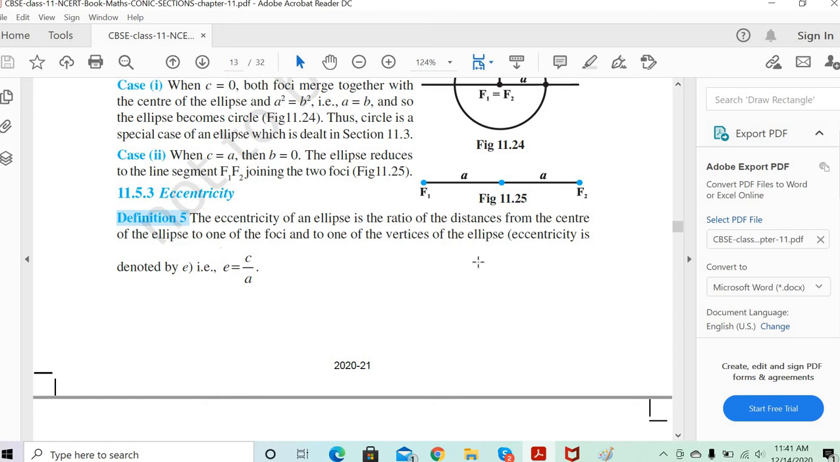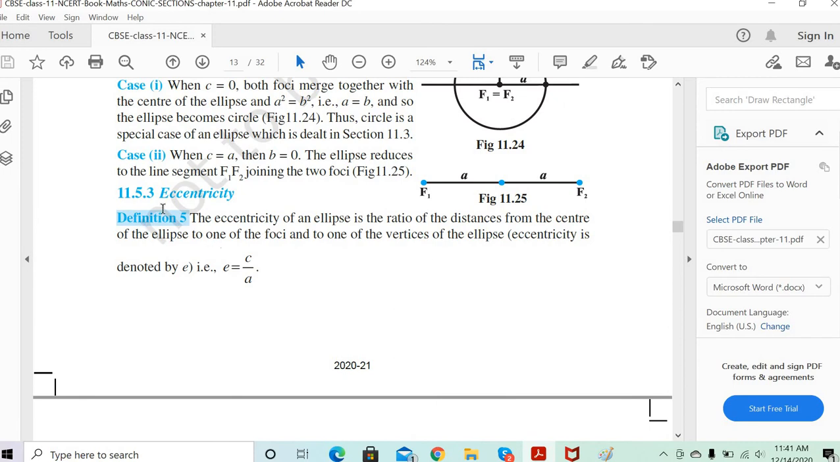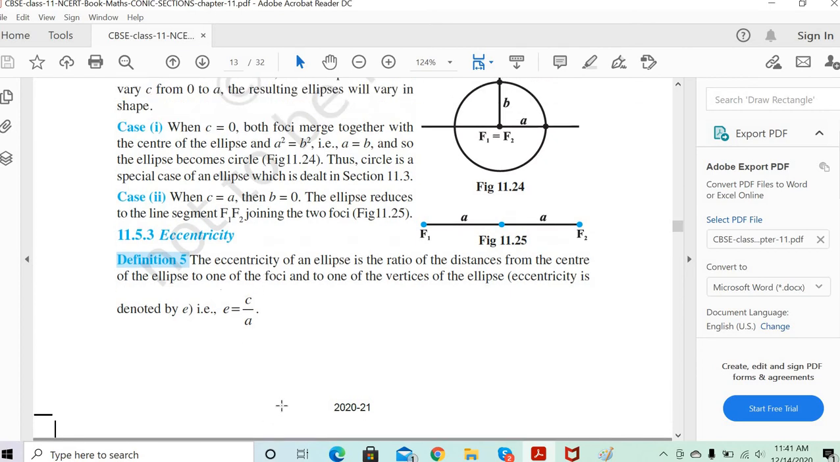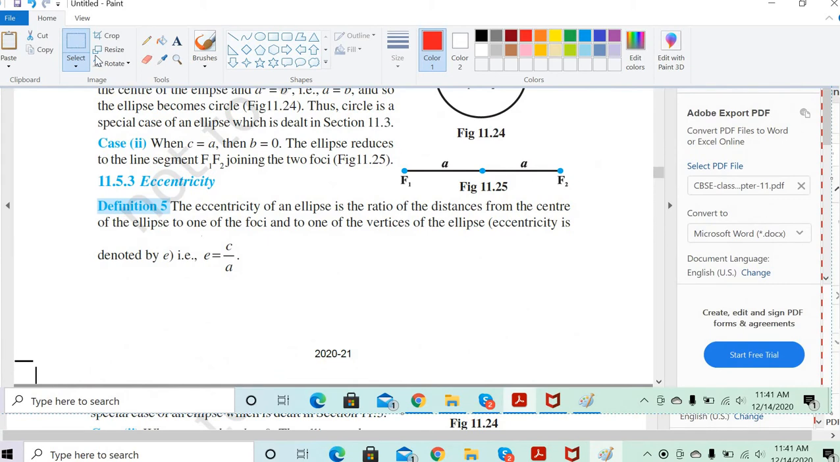Okay, now we'll come to another term in the ellipse that's called eccentricity. How do you define eccentricity of the ellipse? It is the ratio of the distance from the center of the ellipse to one of the foci and to one of the vertices of the ellipse, denoted by e. e is equal to c by a. Write down this part. Eccentricity is the most important term right now because for the conic section this plays an important role. Eccentricity e is nothing but equal to c by a.